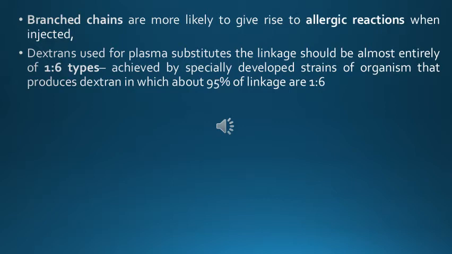If the product is a branching dextran, and if it is used as a plasma substitute, it will give rise to allergic reaction. Most of the dextrans which are used as a plasma substitute should have a linkage of 1,6 type, and this type of linkage can be achieved by specially developing a strain of organism which will produce 95% of 1,6 linkage.